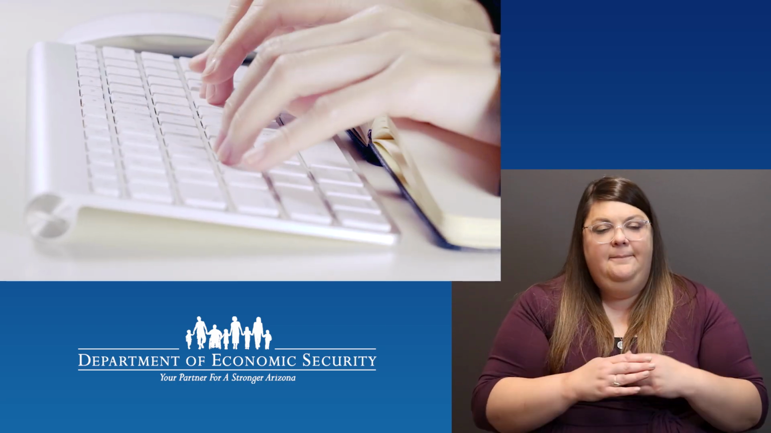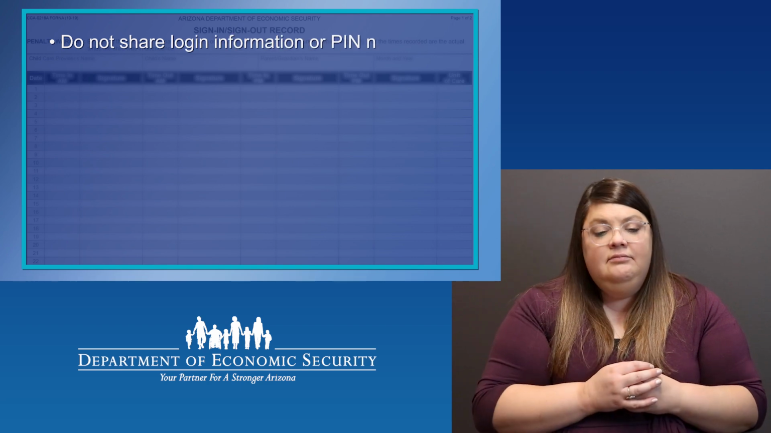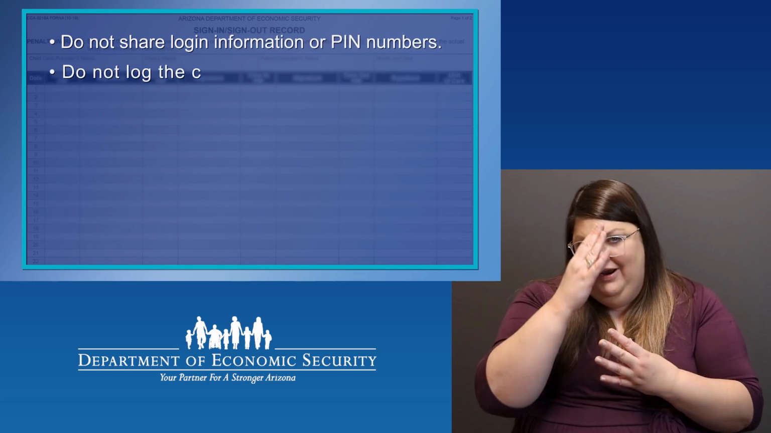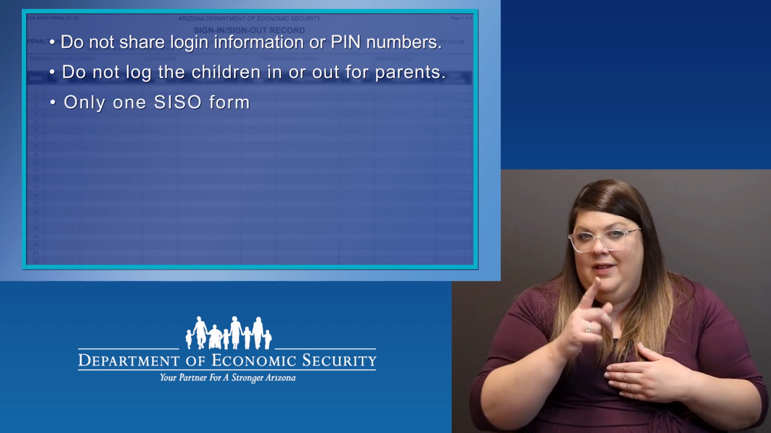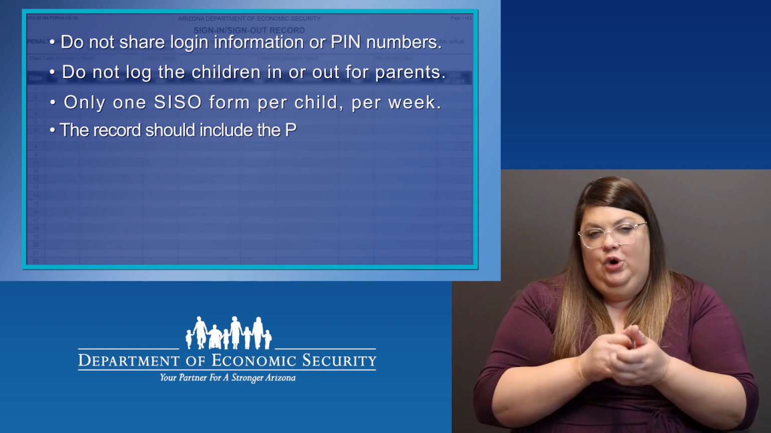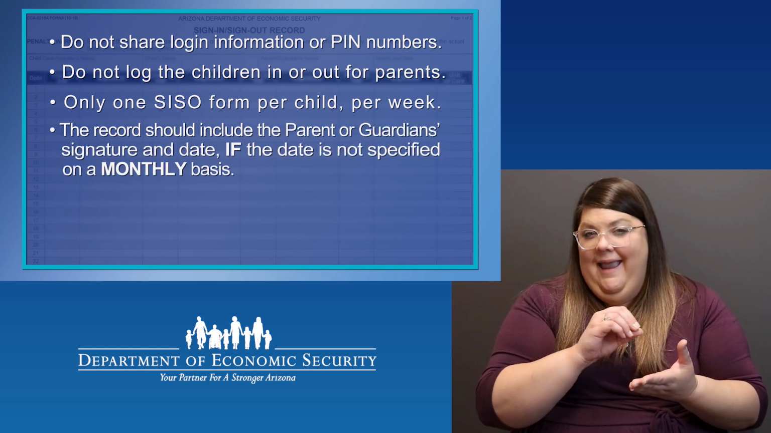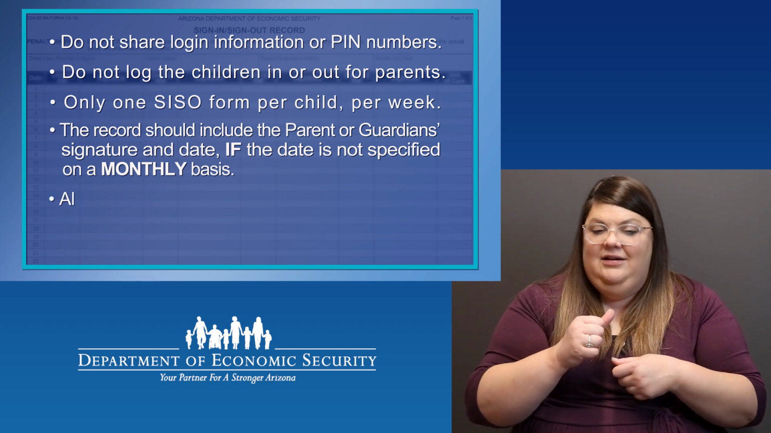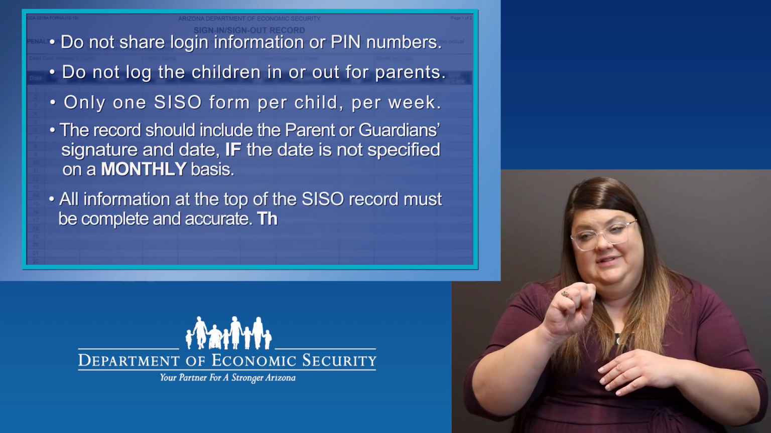Whether you are using an alternate attendance tracking system or the paper sign-in, sign-out form, here are some additional things to keep in mind. Do not share login information or PIN numbers. Do not log the children in or out for parents. Only one CCA form per child per week. The record should include the parent or guardian's signature and date, if the date is not specified on a monthly basis. All information at the top of the CCA record must be complete and accurate.